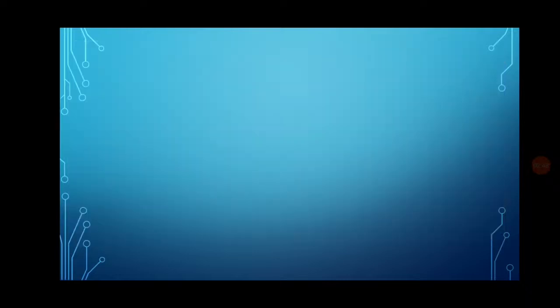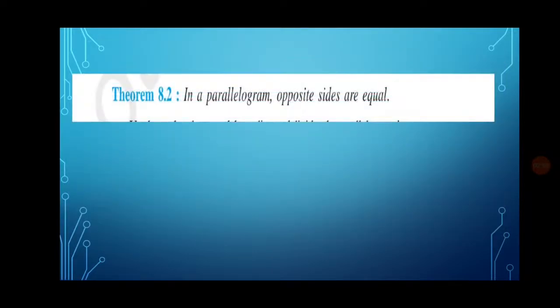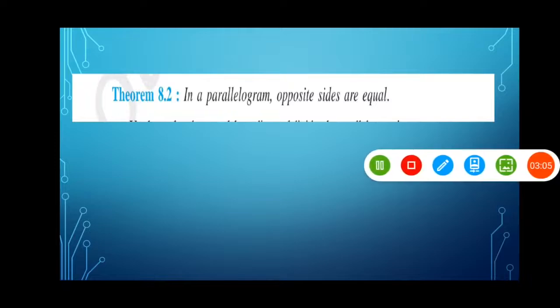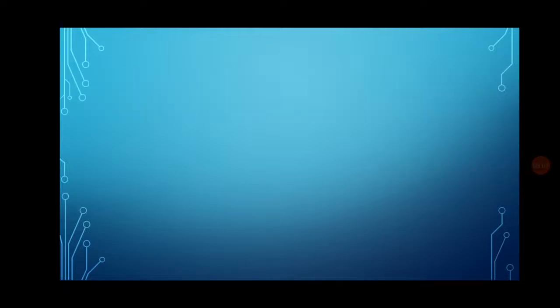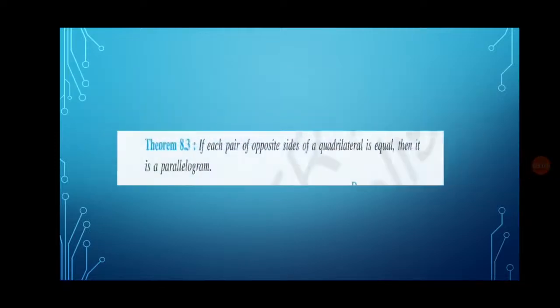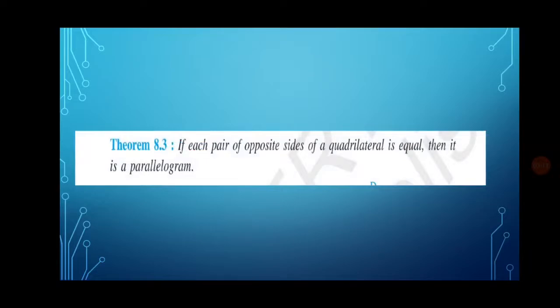Okay, we'll go to our topic now. Now come back, look into the screen. Very good. Okay. Next theorem, in a parallelogram, opposite sides are equal. If it is a parallelogram, opposite sides will be equal. That we know, but we will see this through an activity. The converse part of the same theorem is, if each pair of opposite sides of a quadrilateral is equal, then it is a parallelogram.